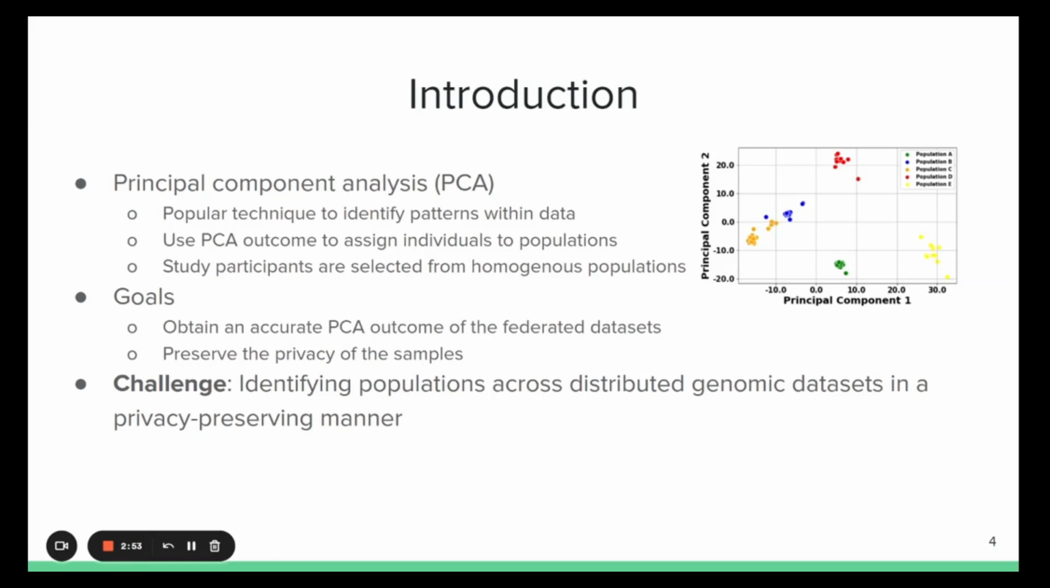The goal of this paper is to obtain an accurate PCA outcome of the federated datasets and also preserve the privacy of the samples. So the main challenge that we have tried to solve is identifying populations across distributed genomic datasets in a privacy-preserving manner.